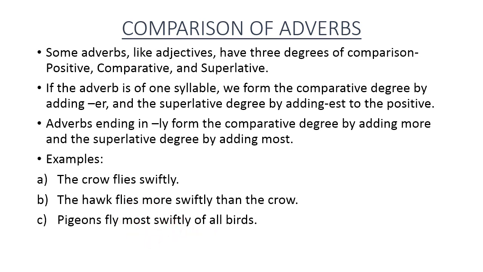Have you all understood? If there's one syllable, then we have to add er for comparative, and for superlative we have to add est. If the word is ending in ly, then we add more to comparative and most to superlative. Easy? Yes. Now moving next.